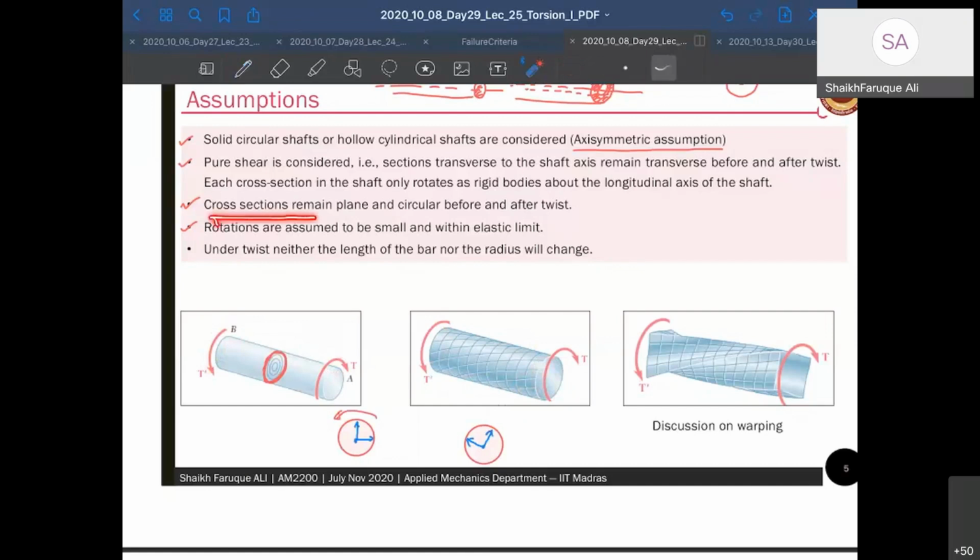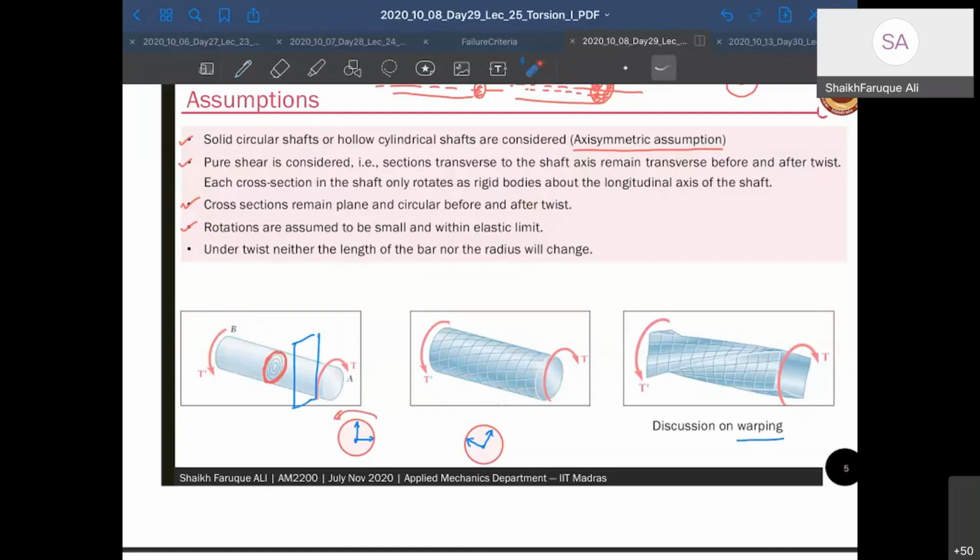Cross sections remain plane and circular before and after twist. So it remains plane also. That means a cross section that is in this plane will remain in that plane only. It will not deform out of it. In the case of a non-circular cross section, something called warping happens. That means the planar section doesn't remain plane. They go inside in some portions, and go outside in other sections.